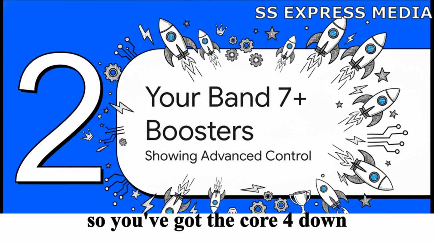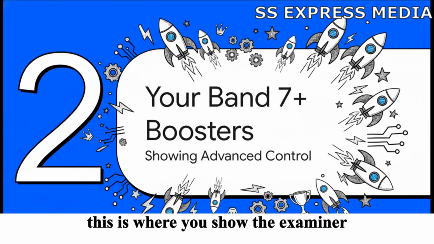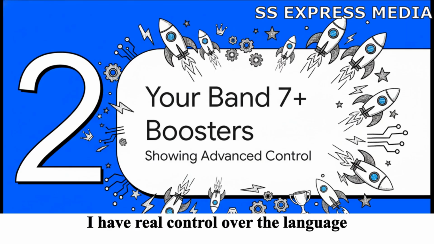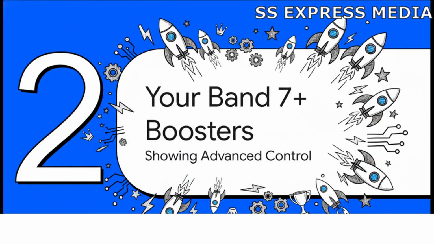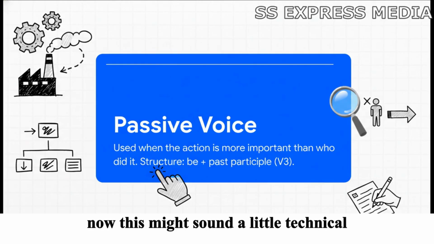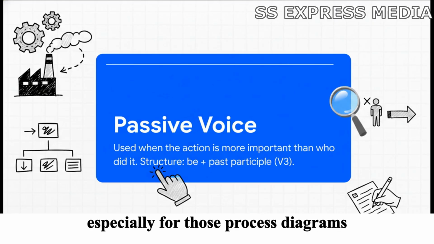All right, so you've got the core 4 down. Now let's talk about how we can really push your score up into that band 7, 8, or even 9 territory. This is where you show the examiner, hey, I don't just know the basics. I have real control over the language. And our first booster is the passive voice. Now this might sound a little technical, but trust me, it's your secret weapon, especially for those process diagrams.